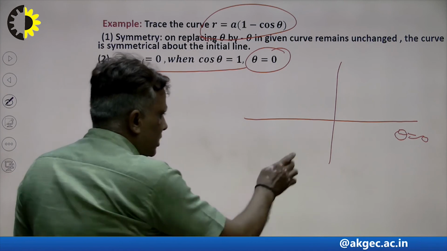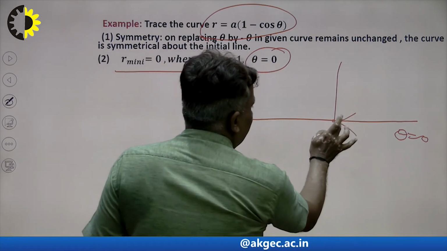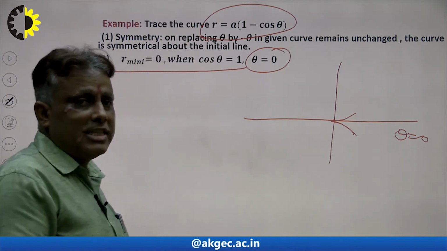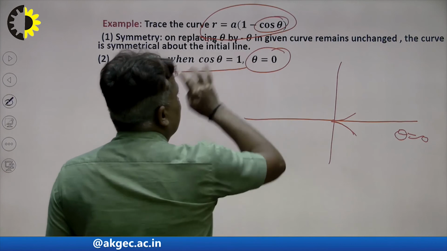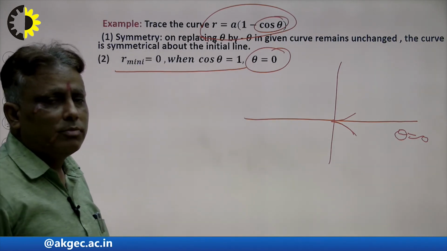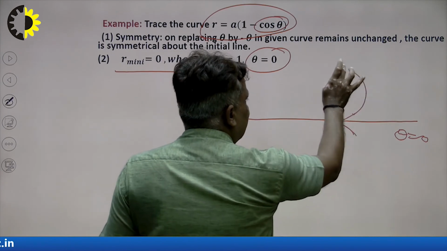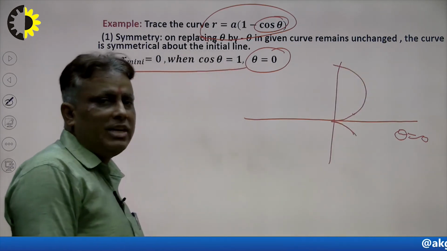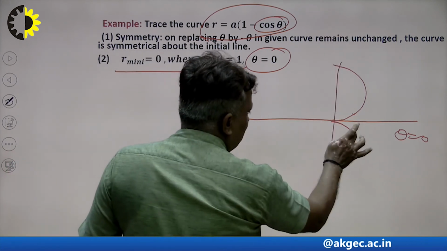So that means the nature of the curve at this point will be a cusp, right? Will be a cusp here. Now the question is that this curve goes to the back side. Suppose I write here theta is equal to pi by 2, so cos pi by 2 is 0, that means r is equal to a. That means this curve goes to the back side at theta is equal to pi by 2. Because the curve is symmetrical about the initial line, so this will be this.